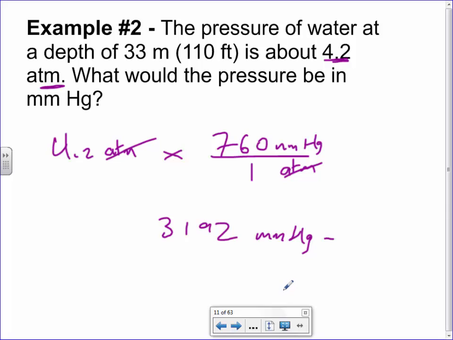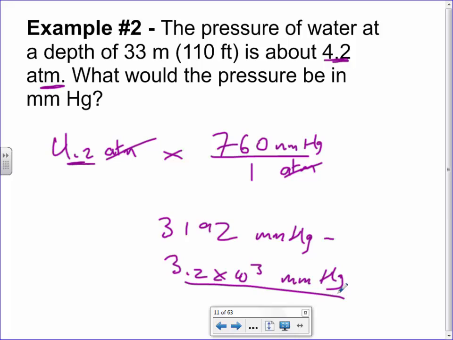This is why millimeters of mercury is not a very nice unit to work with, is that it gets very large very fast sometimes. And because of that, your sigdigs become a problem because you only get two sigdigs. Does that make sense? So the only reasonable way to fix this, it would be to say 3.2 times 10 to the 3 millimeters of mercury. That's probably the best way of fixing that.